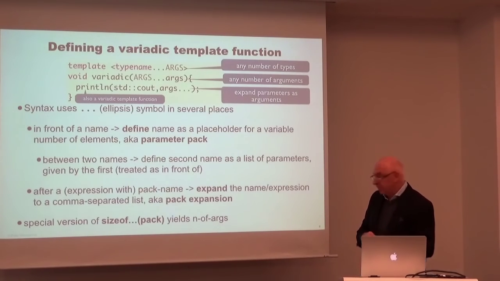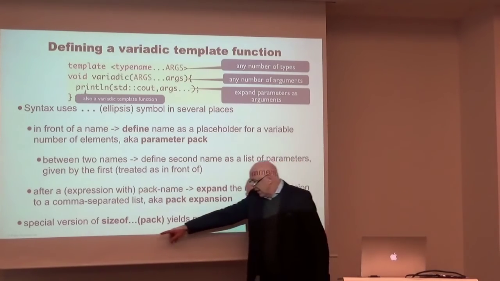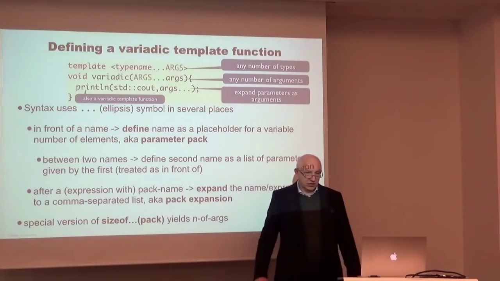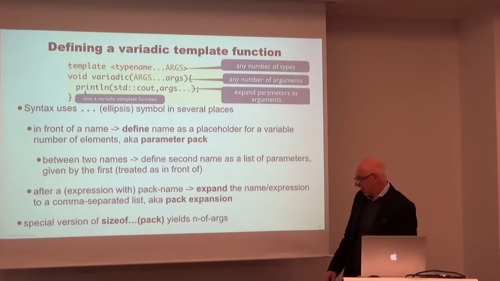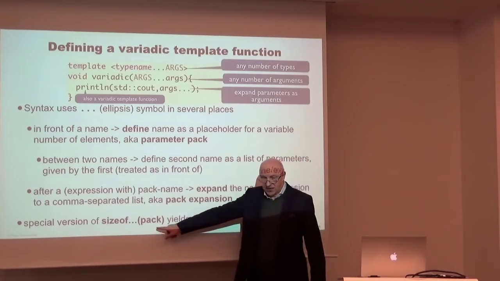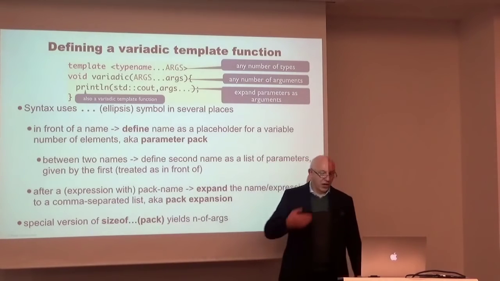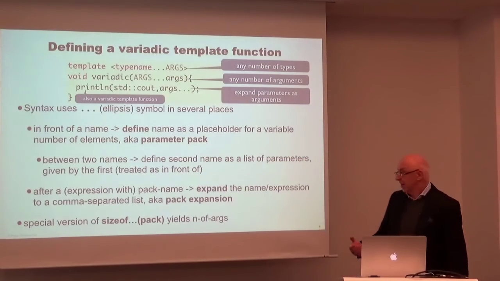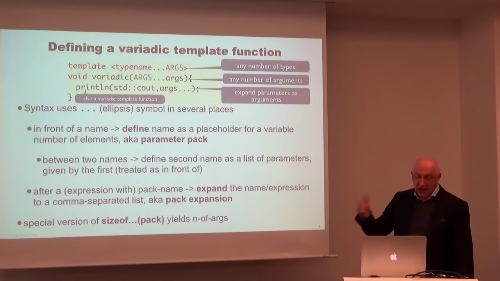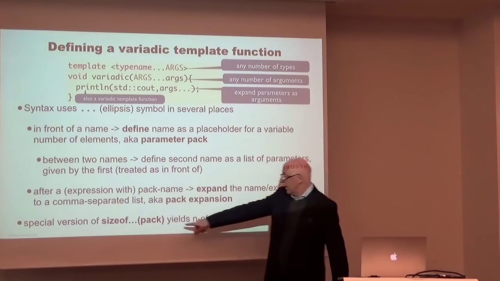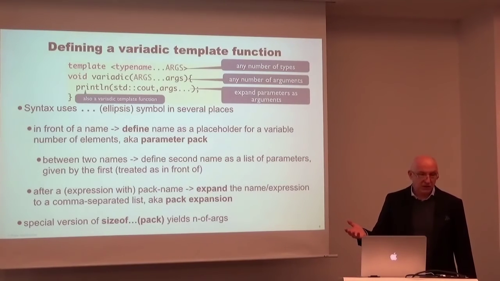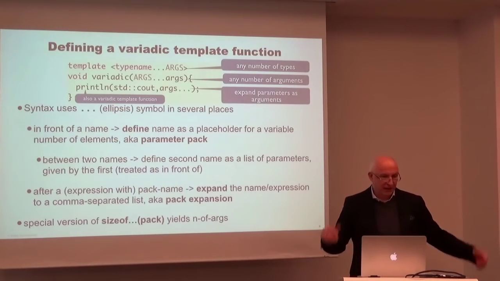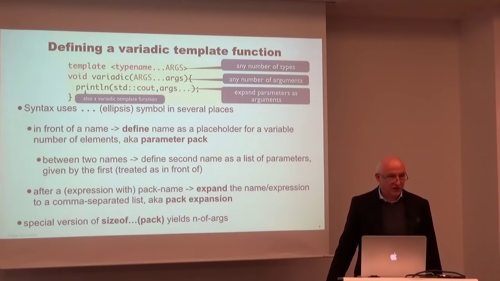And there's one specific extra piece if you use sizeof..., which is a special version of the sizeof operator. It will give you at compile time the number of elements in that so-called parameter pack, which could either be the list of types, capital Args, or the list of function parameters, lowercase args. And in this case, both will be the same size. Any questions?